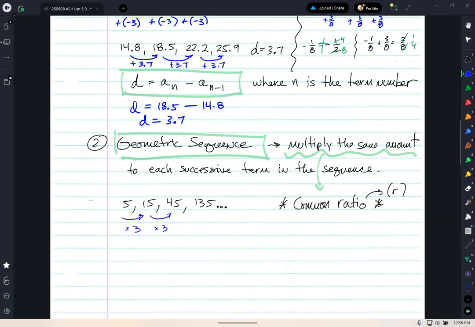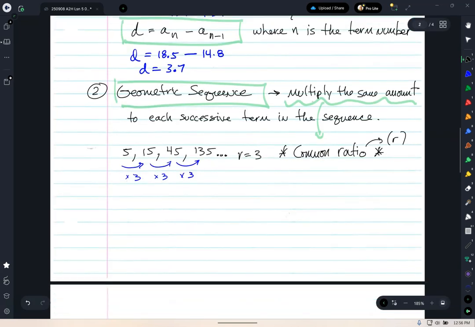And if we see that consistent ratio being multiplied there, then we can say this is a geometric sequence and our R is equal to 3. Now you're going to have to keep that clear. D goes with arithmetic for the common difference. R goes with geometric for the common ratio. Okay? All right, let's talk about this one.